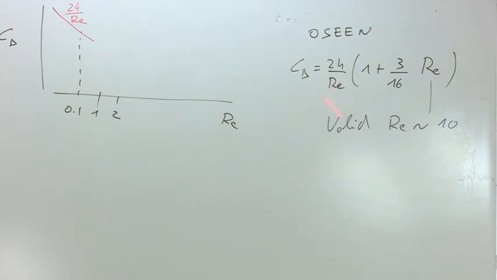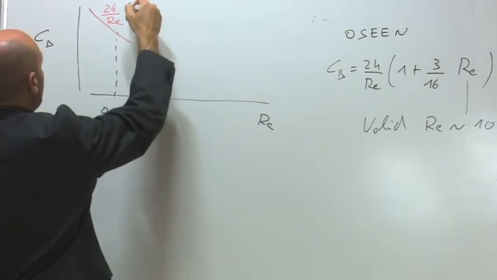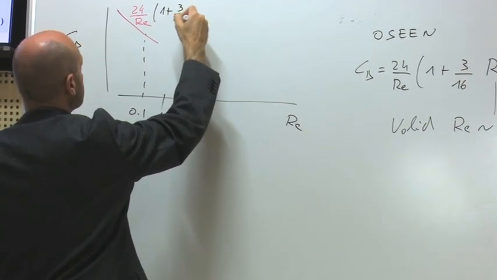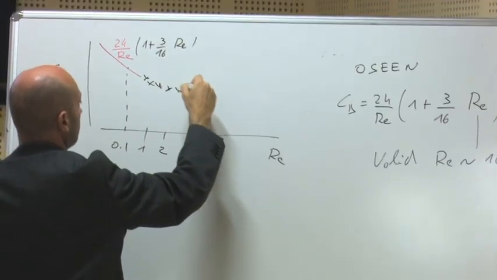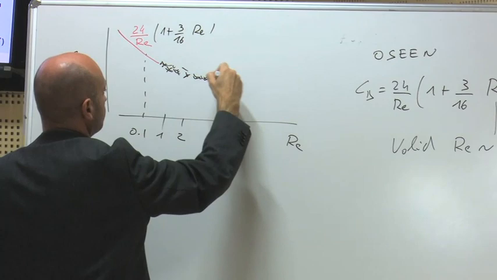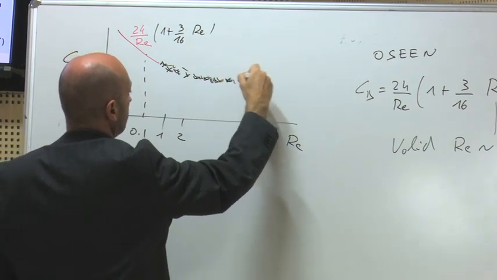And this has been obtained theoretically as well. So you see, 3 over 16 is not a correlation. It's something which has been done by theory. And then when you increase the Reynolds number, you will get points. So you have here 24 over Reynolds number, 1 plus 3/16 of Reynolds. And then you will get many points like this, many points due to many experiments.